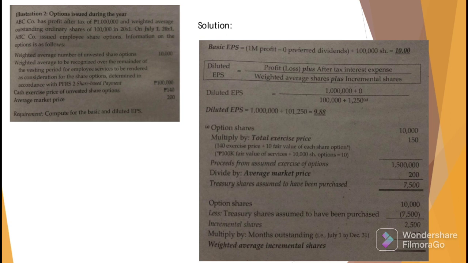Illustration 2. Options issued during the year. So, ayan yung problem niya. Ko-compute tayo for the basic and diluted EPS. For the basic EPS, 1 million profit minus 0 preferred dividends divided by 100,000 shares equals 10. For the diluted EPS naman, katulad nung kanina, 1 million plus 0 divided by 100,000 shares plus 1,250 equals 9.88.